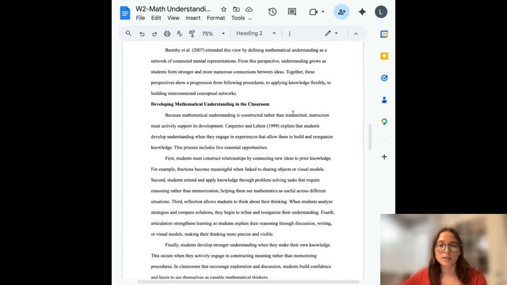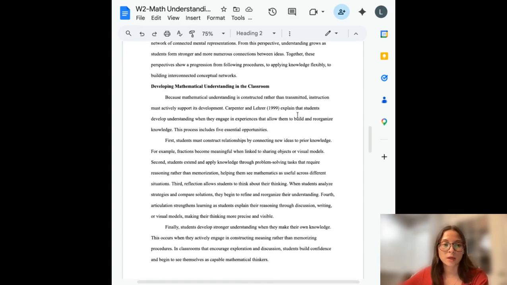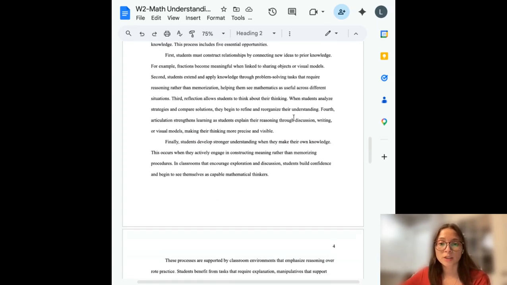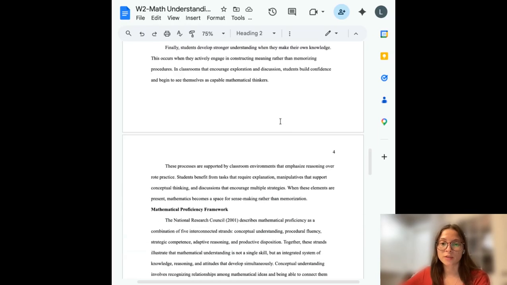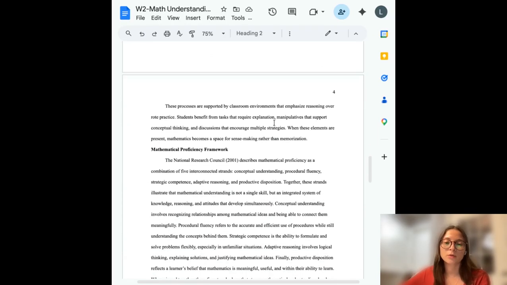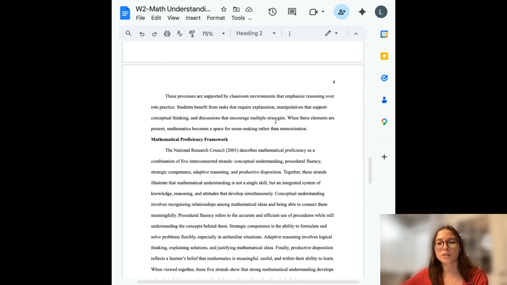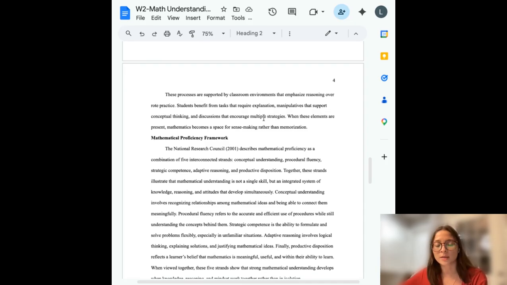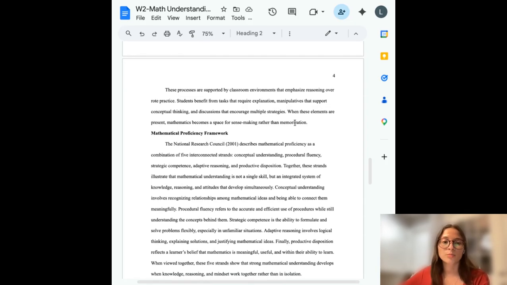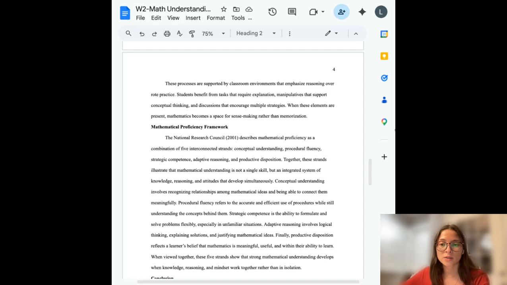Finally, I connected this process to the National Research Council's five strands of mathematical proficiency, which include conceptual understanding, procedural fluency, strategic competence, adaptive reasoning, and productive disposition. These strands show that mathematical understanding is not one skill, but a combination of knowledge, reasoning, and attitudes working together.